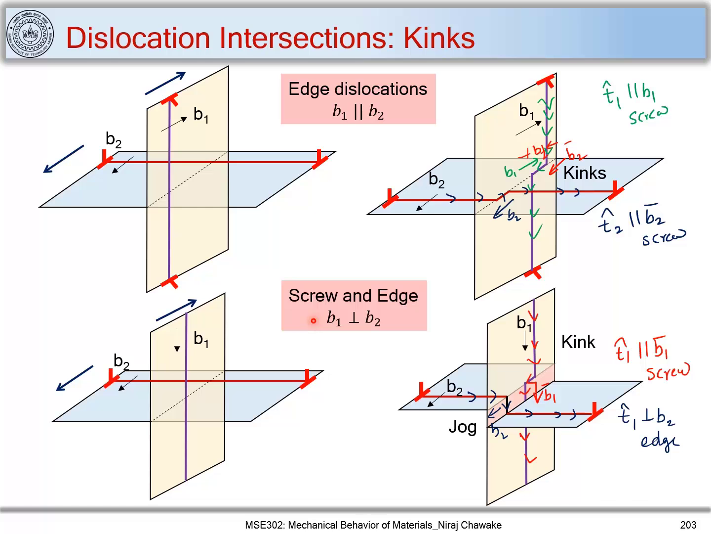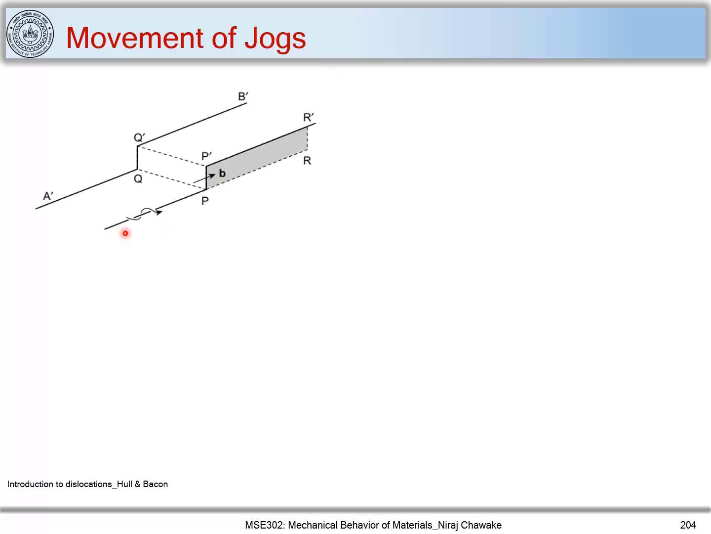So these were some of the cases we have seen when dislocations intersect, how kinks and jogs form and what their natures are, whether screw or edge. Now let's see how the movement of jogs takes place. We have seen that the breaks on the dislocation line are called jogs, and now let's see how these jogs move. We have seen this case where you have a screw dislocation here.